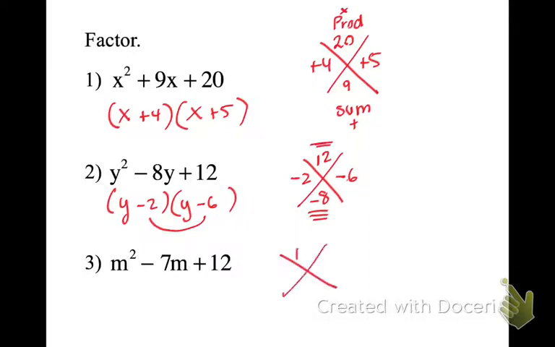Last two, what multiplies to 12 and adds to negative 7? How about negative 4, negative 3? So this is going to factor too. Remember, we have an m squared here, so it's going to be m times m. I have minus 3, minus 4. Pause the recording if you need to.